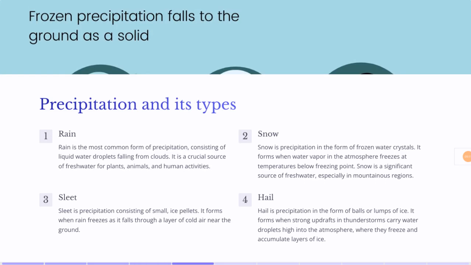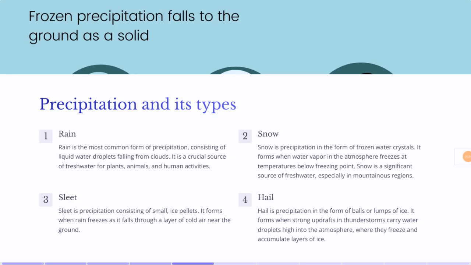Frozen precipitation falls to the ground as solid. Precipitation and its types. 1. Rain. Rain is the most common form of precipitation, consisting of liquid water droplets falling from clouds. It is a crucial source of fresh water for plants, animals, and human activities.